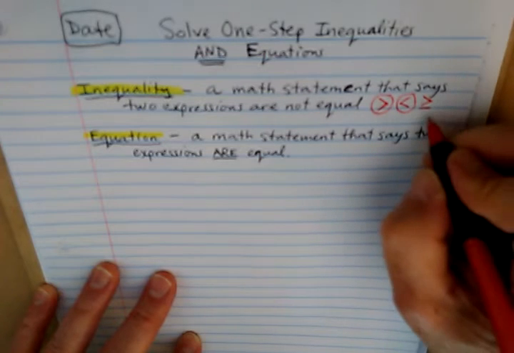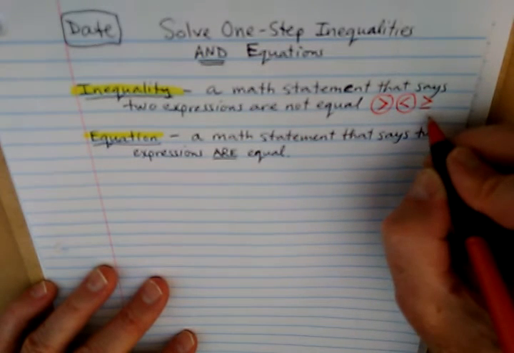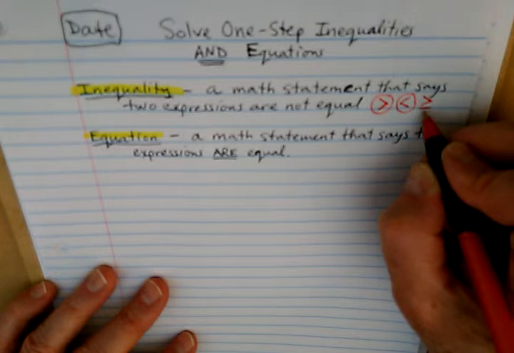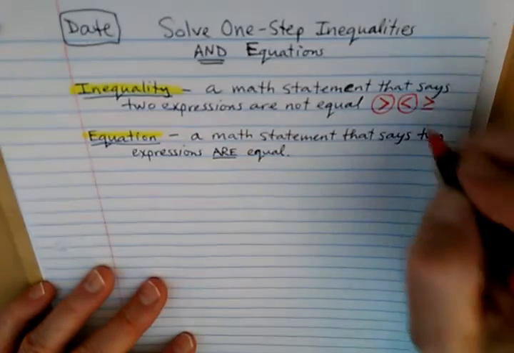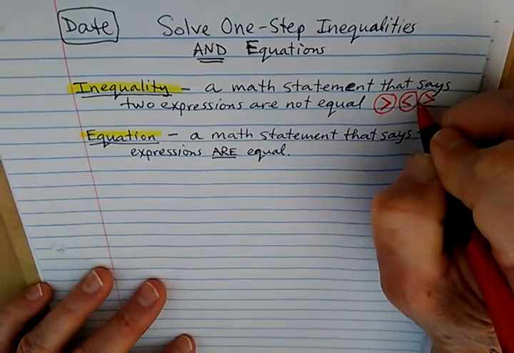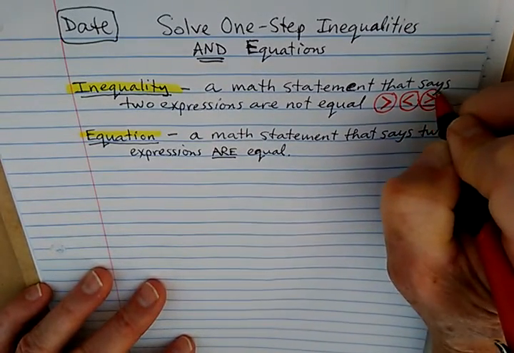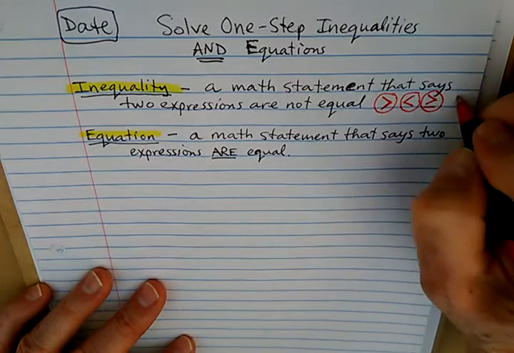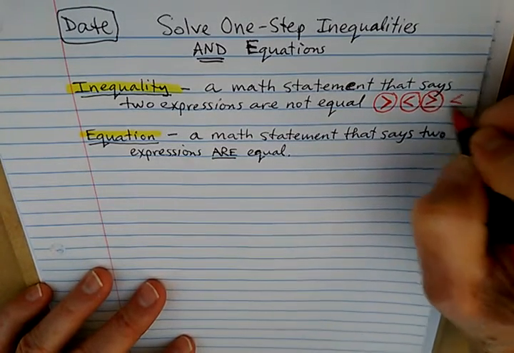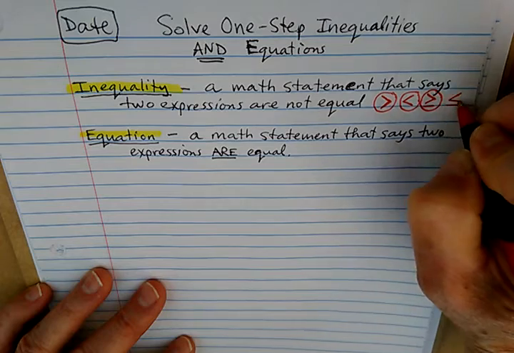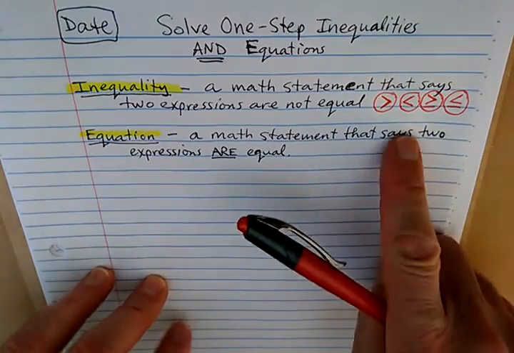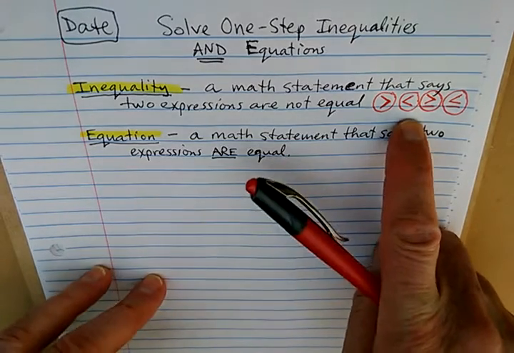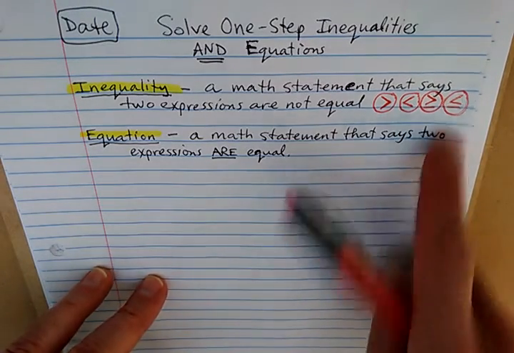We've also seen something called greater than or equal, this one. It does have a part that tells us it could be equal, but because it has the greater than, we still consider it an inequality. We're talking about it as if the two sides, the two expressions are not equal. And then the last one, of course, is less than or equal. So these are symbols that represent inequalities. They show that two expressions are not equal to each other.